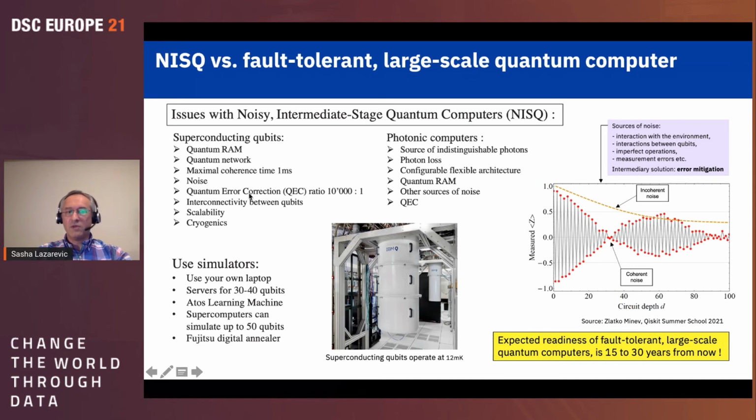The problem with really creating a fault-tolerant quantum computer is that error correction requires 10,000 physical qubits for one high-quality qubit. So if you have 100,000 qubits and they are noisy, you will need to use all of them just to have 10 high-quality qubits. This is the problem.